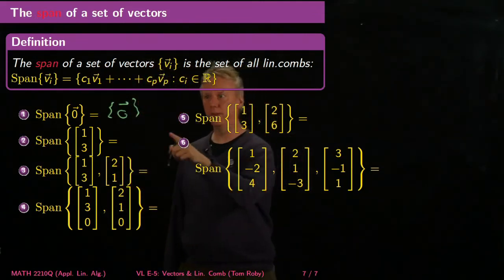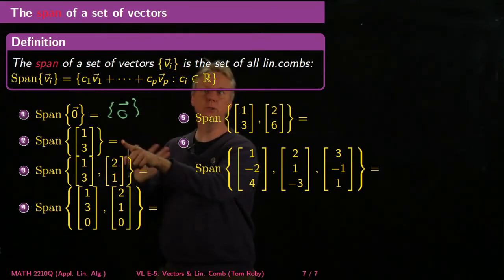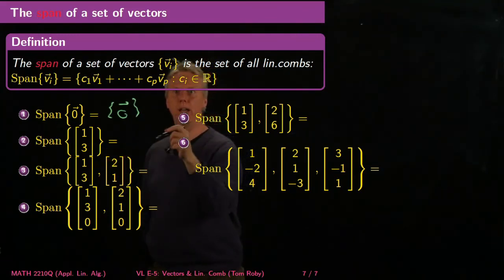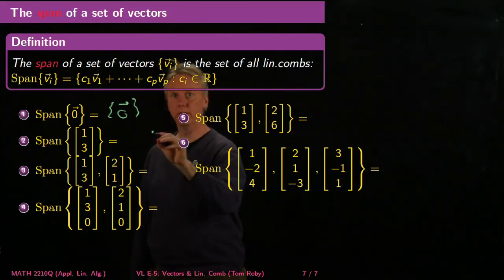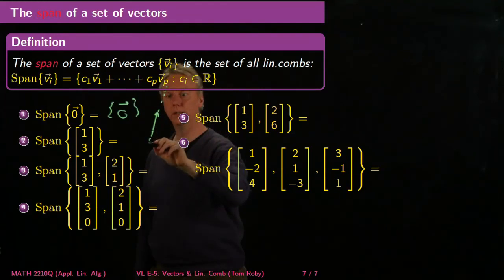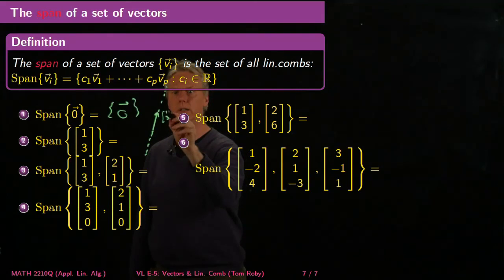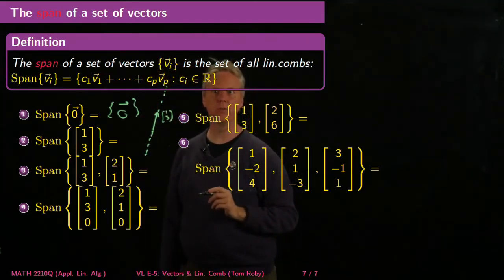Now the span of (1, 3): well, what can you do? You only have one vector, so all you can do is multiply it by any scalar you want. So you should think of the span of (1, 3) as really representing, in some sense, just a line. If you have 0, and this represented the vector (1, 3), then the line of all possibilities through (1, 3), that's the span of (1, 3).